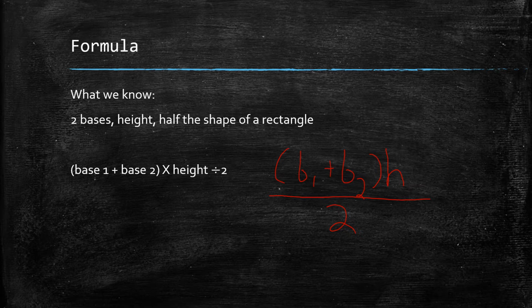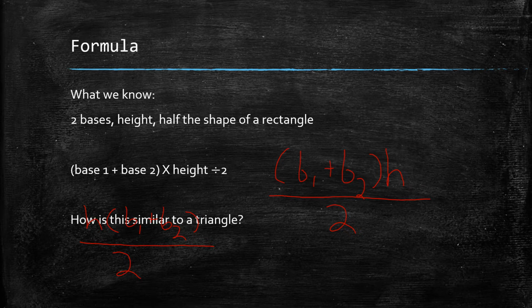Sometimes people will write the height times the parentheses of base 1 plus base 2. We're going to divide that by 2 to show that it's half of the shape. Either one of these is fine. They give you the same answer. So if you notice, you're going to have 3 numbers to look for in these shapes. 2 for the base and 1 for the height.